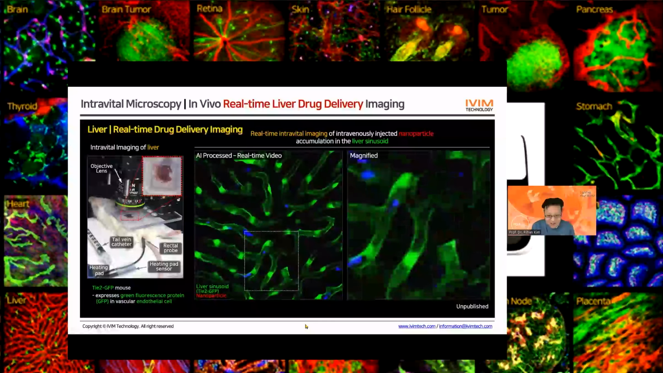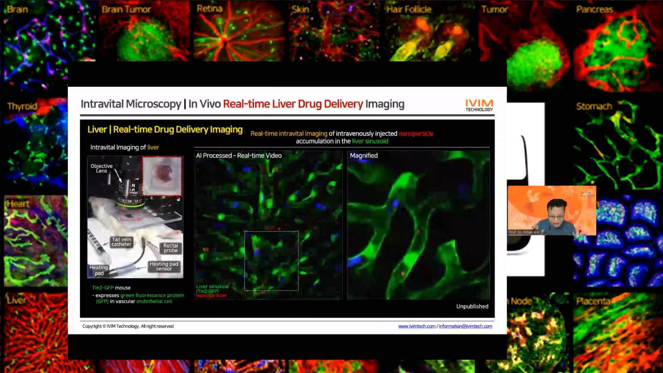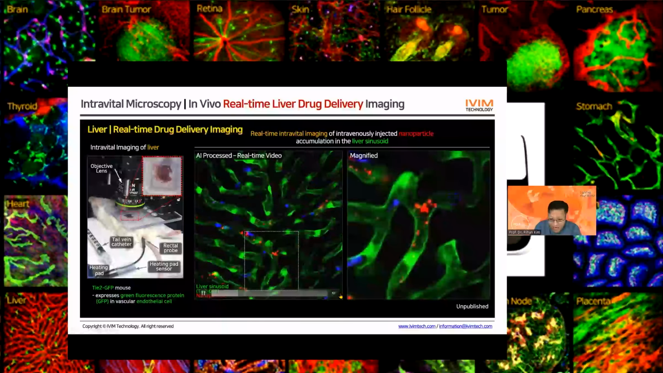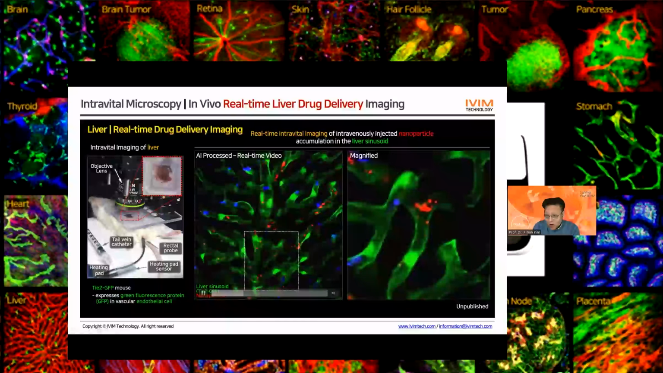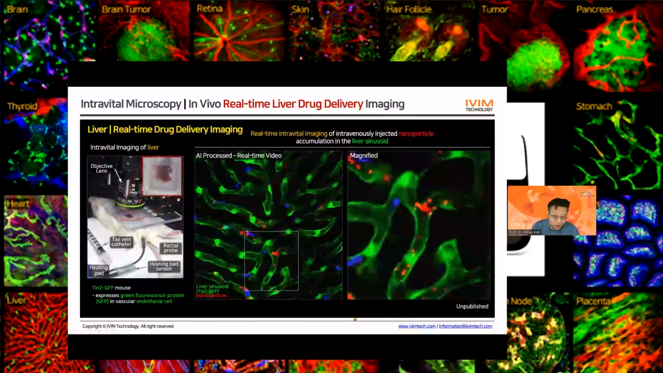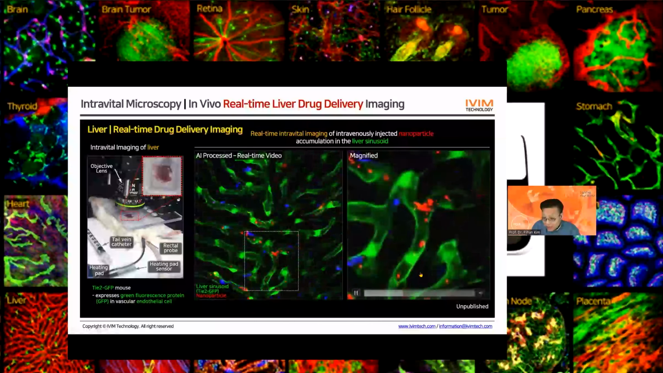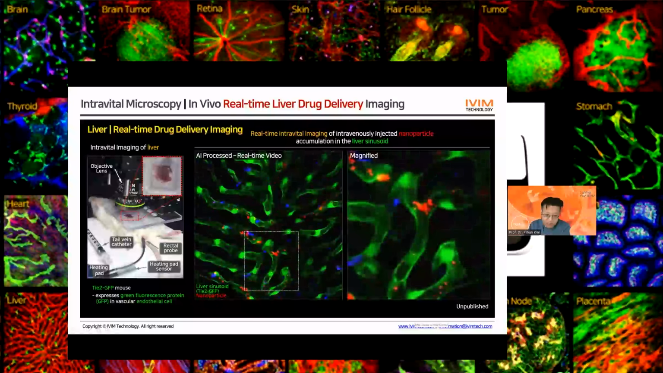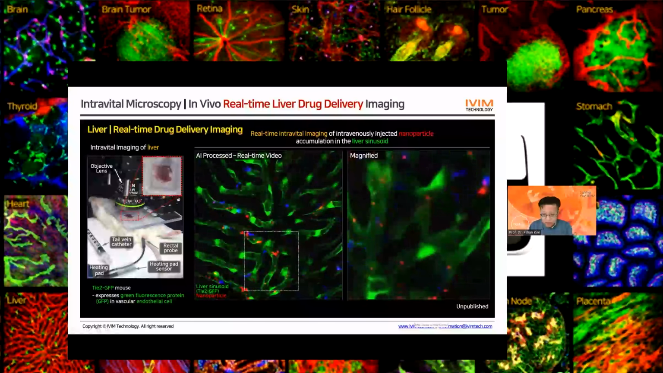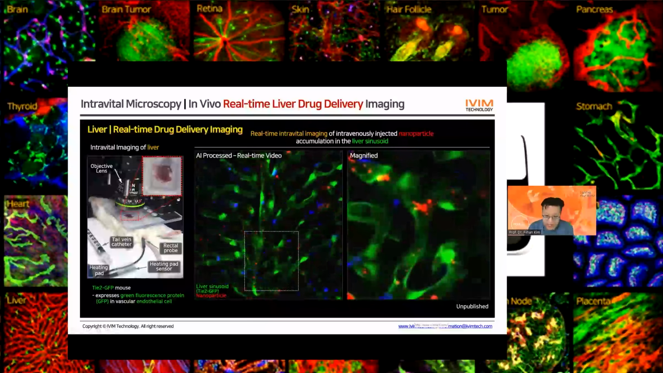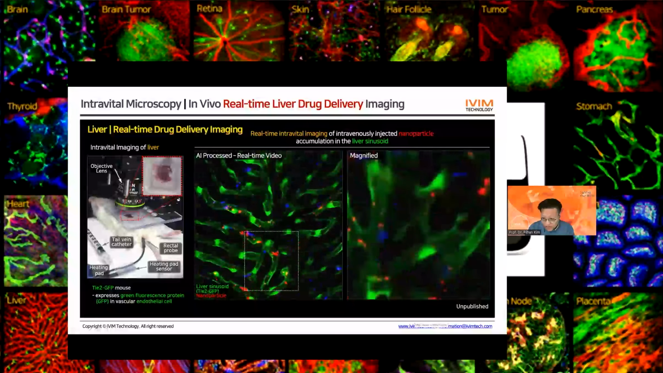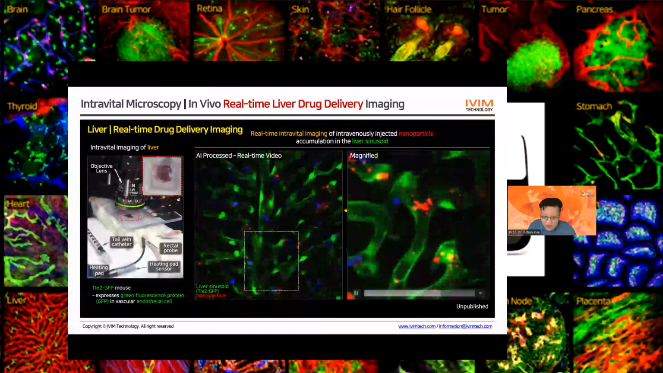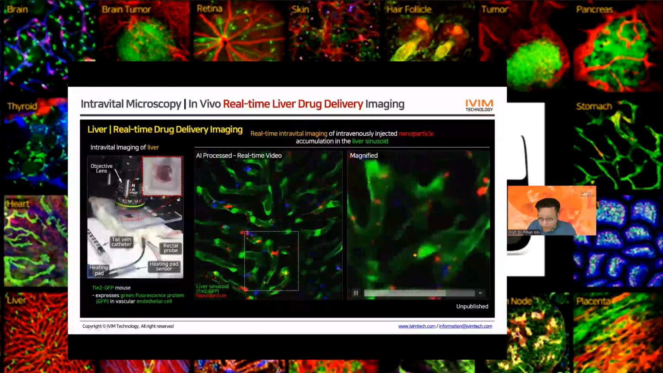This mouse is alive, so it's breathing. When it breathes, you can see the focus changing. But anyway, I hope you can see the flow of this fluorescently labeled nanoparticle inside the liver sinusoid. So you can directly see how this intravenously injected nanoparticle appeared in the liver in real time after the intravenous injection. And you can also see how it's distributed inside the capillaries, the liver sinusoid capillaries, as you can see in this video.